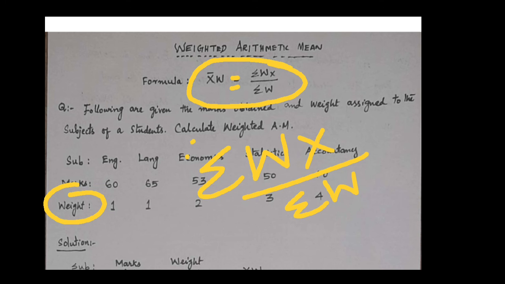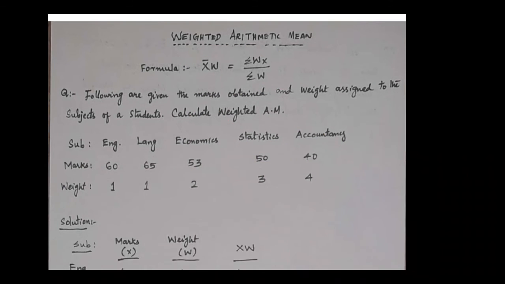Sigma means the total. This may be the total of w and x. So the following question is given: the marks obtained and weight assigned to the subjects of a student. Calculate the weighted arithmetic mean. The subjects are given with marks, but this is not so important information. We have only two pieces of information needed for the calculation.